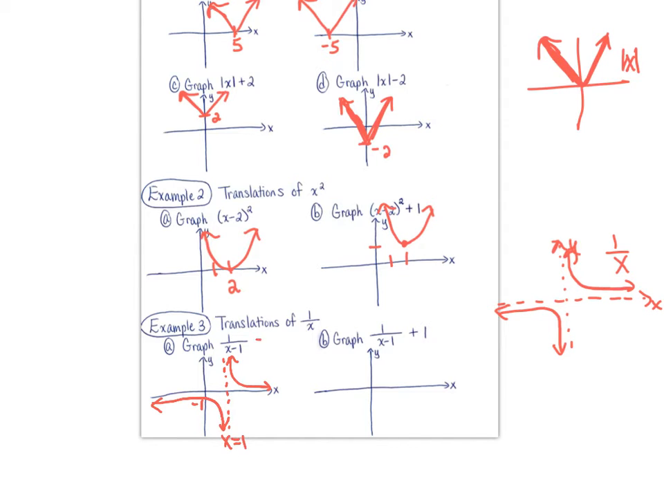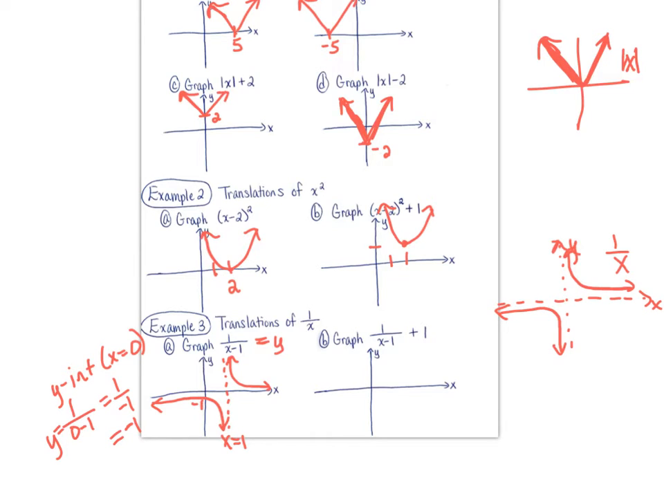Remember, to find your y-intercept, you set x equal to 0. So you would have 1 over 0 minus 1, which is 1 over -1. And that's -1, which means that's your y. Okay, so that's your y-intercept.